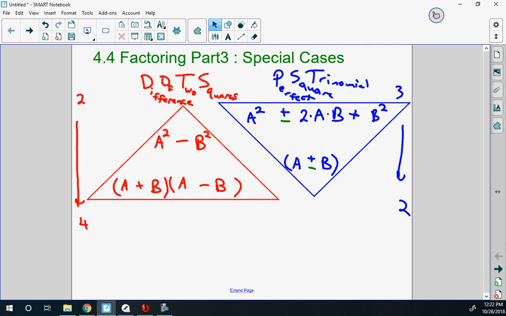The question is, will you be able to recognize one of these? Will you be able to spot one? Will you be able to tell if you have a perfect square trinomial? So let's look at some examples. We ready? Question.